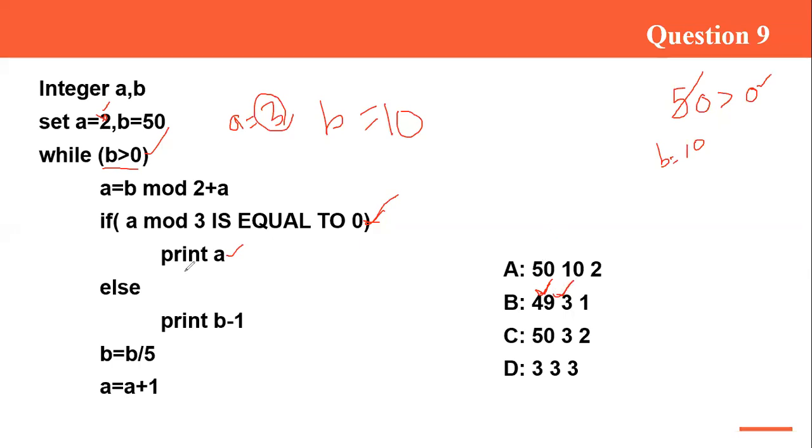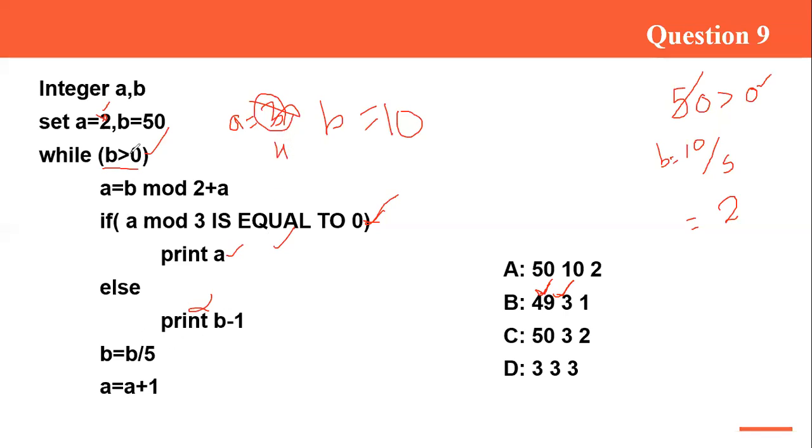Then next, as the if is executed, the else will not be executed. It will come out of the if. What is there outside the if else? B is equal to B by 5. That means 10 by 5. What is 10 by 5? It is nothing but, I guess it's 2, right? 5 2s are 10. Then A equal to A plus 1. A was 3, that will become 4.